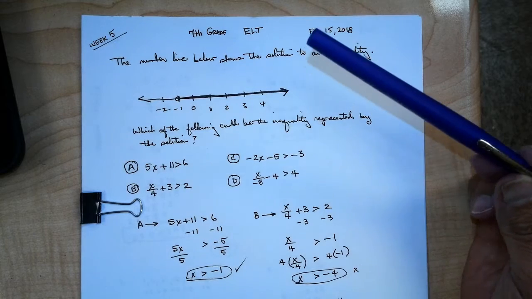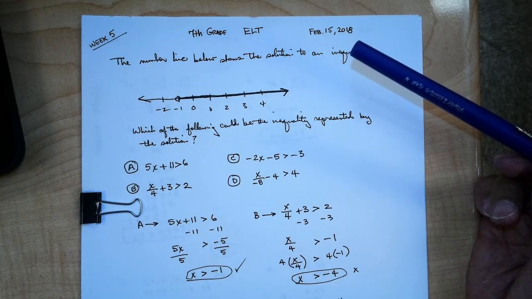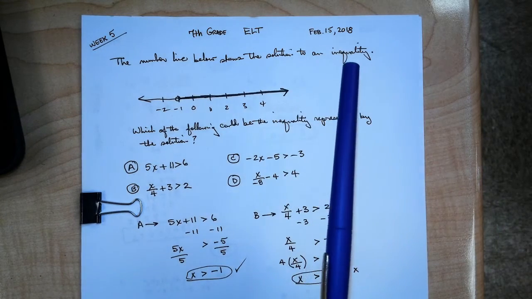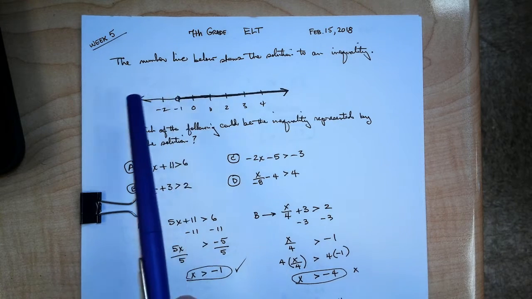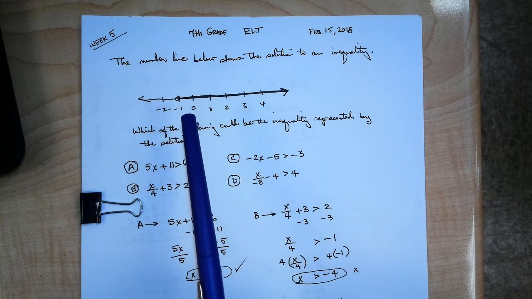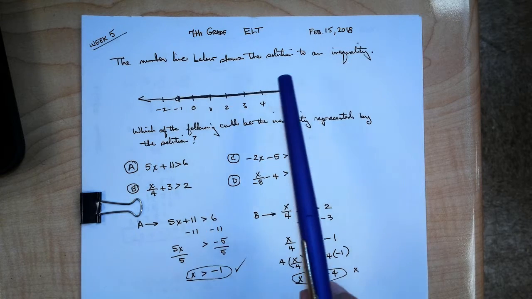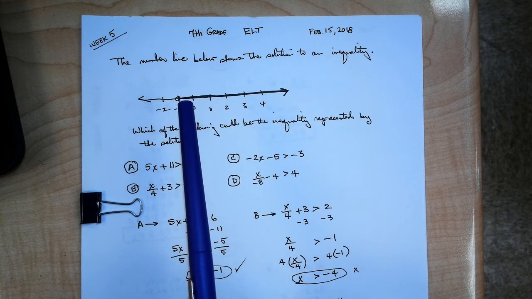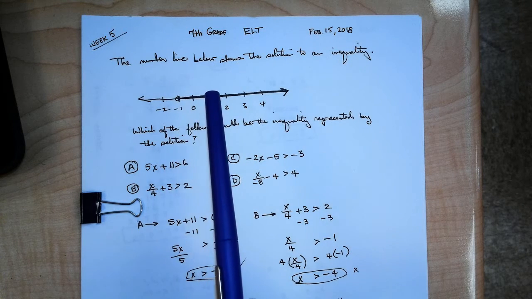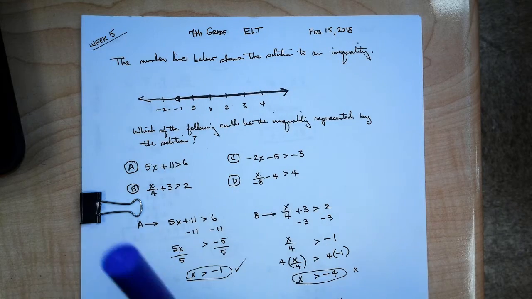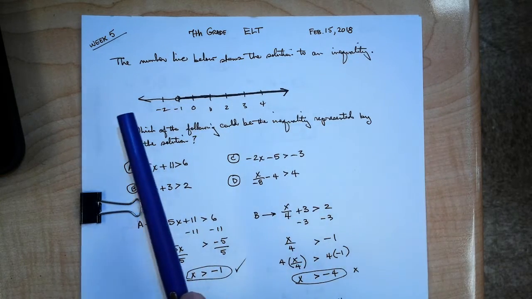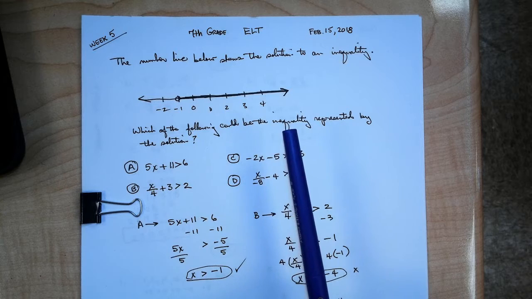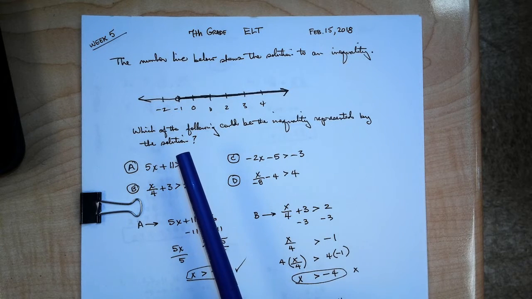Today's lesson is 7th grade ELT, February the 15th, 2018. We have a number line here below that shows the solution to an inequality. Notice the number line has a circle around the -1 and a solid arrow to the right. That represents all answers that are greater than -1. I know it's greater than because it's going to the right, and everything to the right is greater than everything to the left. So which of the following could be the inequality that's represented by this solution?